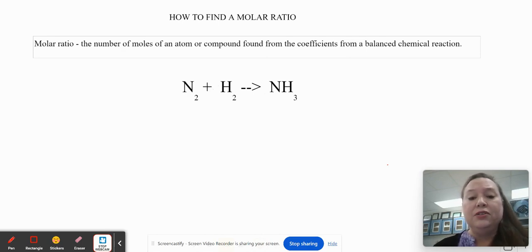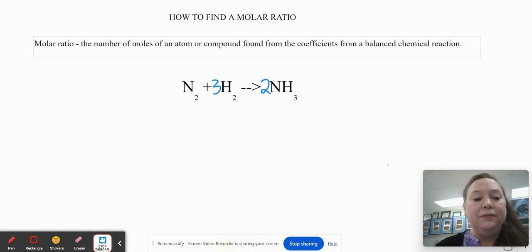So I have two N's on the left. I'm going to put a 2 in front of ammonia to make that two N's, and that will be 6 H's. So then I'm going to put a 3 in front of the hydrogen gas so that I have 6 hydrogens on the left-hand side and on the right-hand side. This is known as a balanced reaction. You have an equal number of each atom on each side.